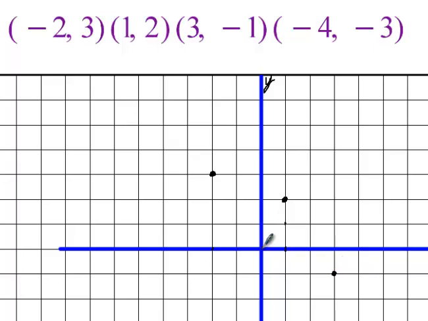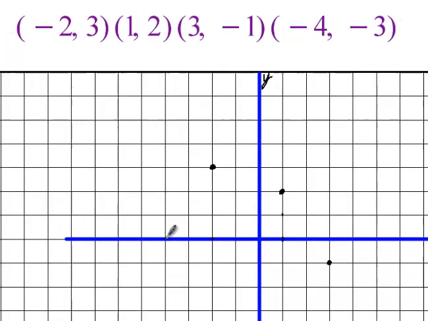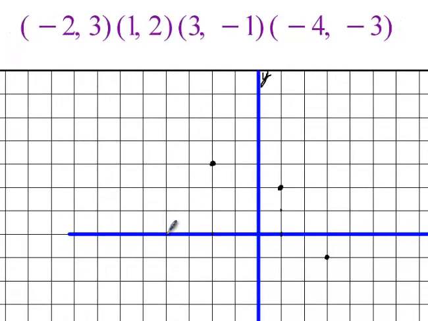-4, -3. Again, go back to the origin to start. That's why it's called the origin. It's where everything originates from. And then we move 4 units in a negative direction, which for the x is to the left. So I'm out here. And then I move -3 in the y, which is down 3. And this is where my point's at.